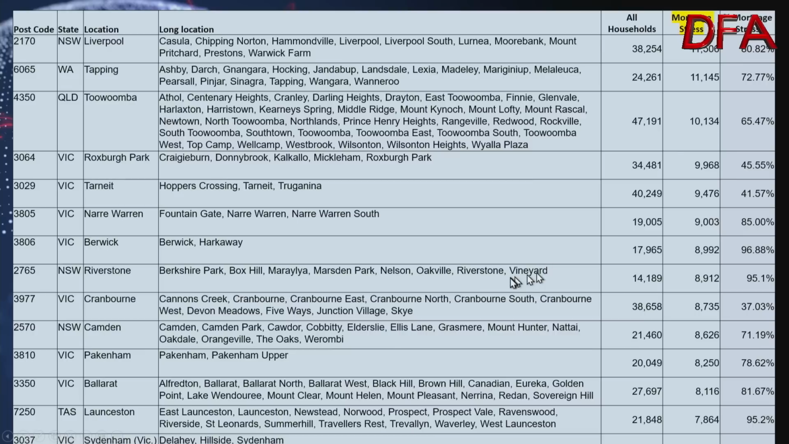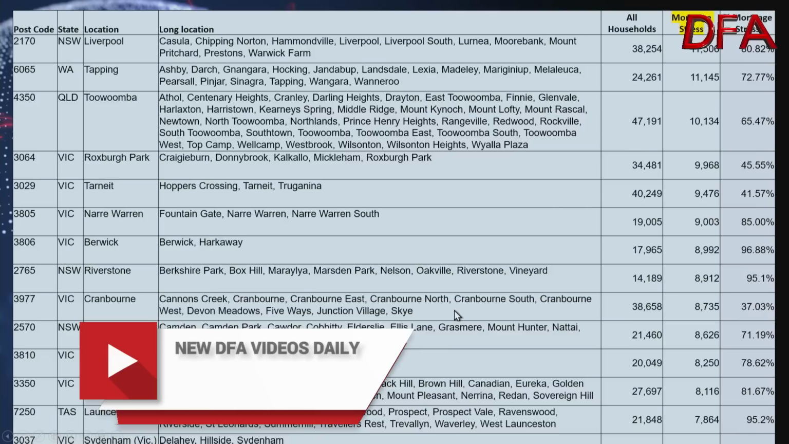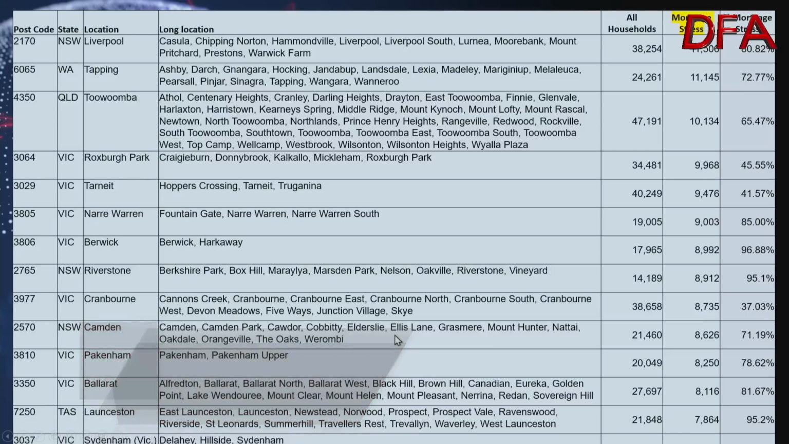Then we go to Riverstone, including places like Nelson and Vineyard, Berkshire Park. And then we go to Cranbourne in Victoria, another high growth corridor. Back to places like Camden, 2570 with 8,000. Pakenham in Victoria, another high growth corridor, 8,200. Ballarat Regional Centre with more than 8,000. And then down to Tasmania, in and around Launceston, with more than 7,000 there. So that's the top stressed postcodes for mortgage stress.